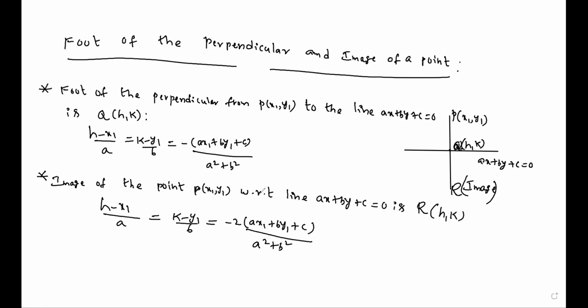Now, these two are the shortcut formulas. Here, for the foot of the perpendicular and image, you can see here there is no 2, here there is a 2. There is a difference between these two formulas. Okay.